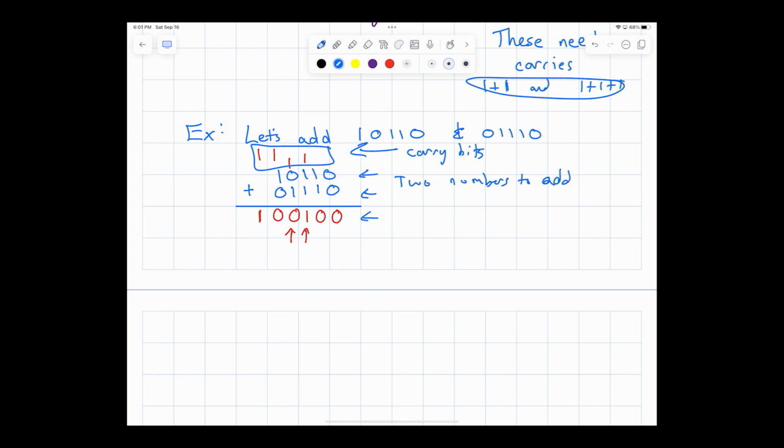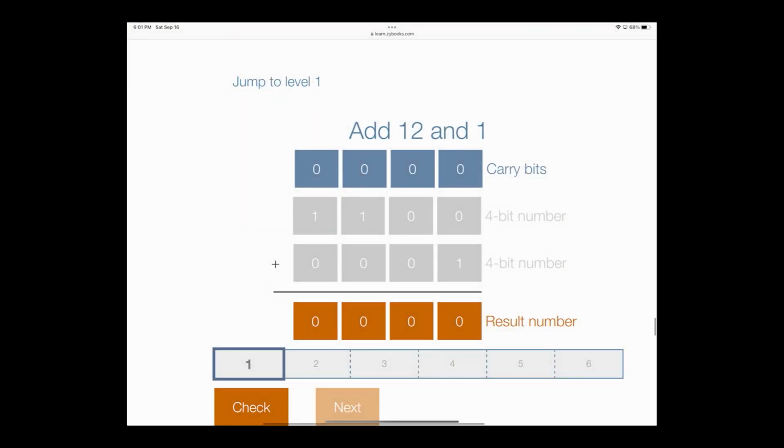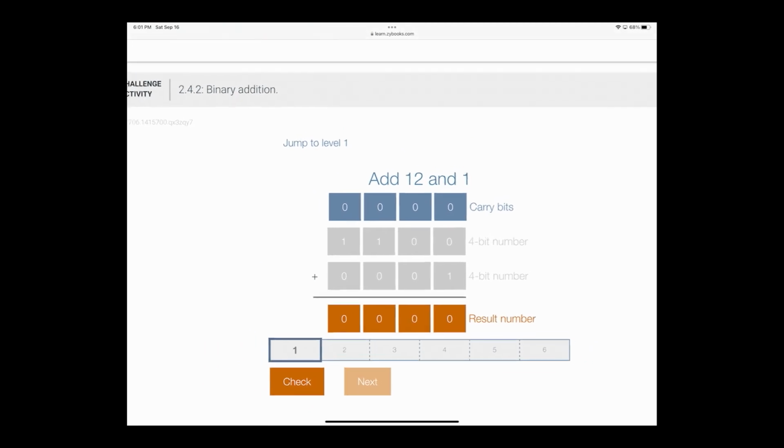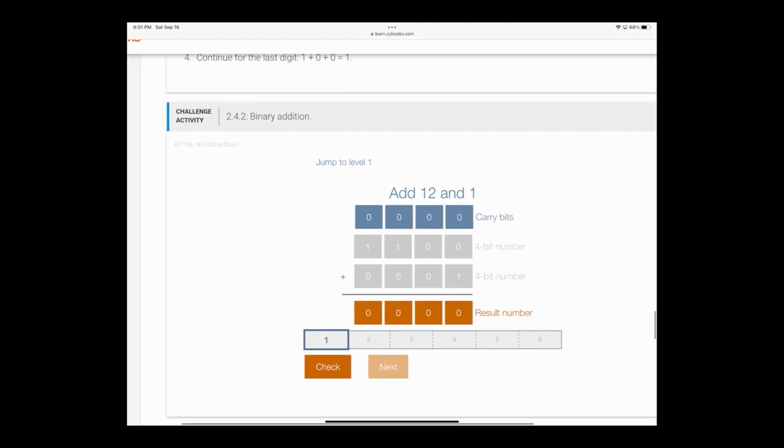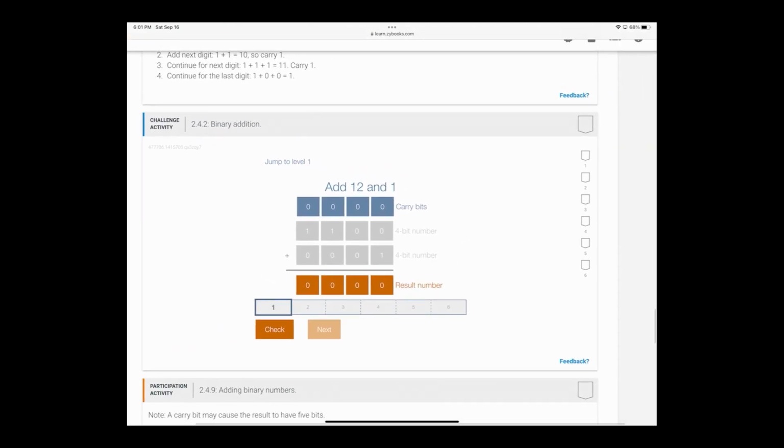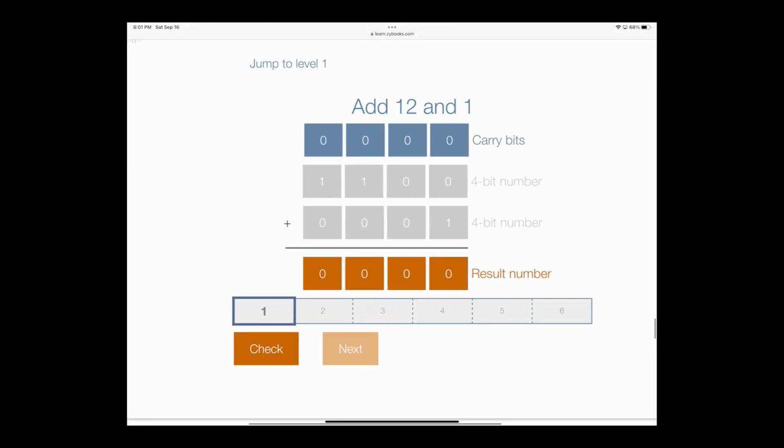And then finally, the last one is going to be your answer, right? So let's go back. With that in mind, where it says 4-bit number, 4-bit number, the two gray rows, those are the 12 they said to add. Where does it say it? Oh, it says add 12 and 1. I couldn't see it. Add 12 and 1. So the top gray number 1100 is 12, and the next one is 1.